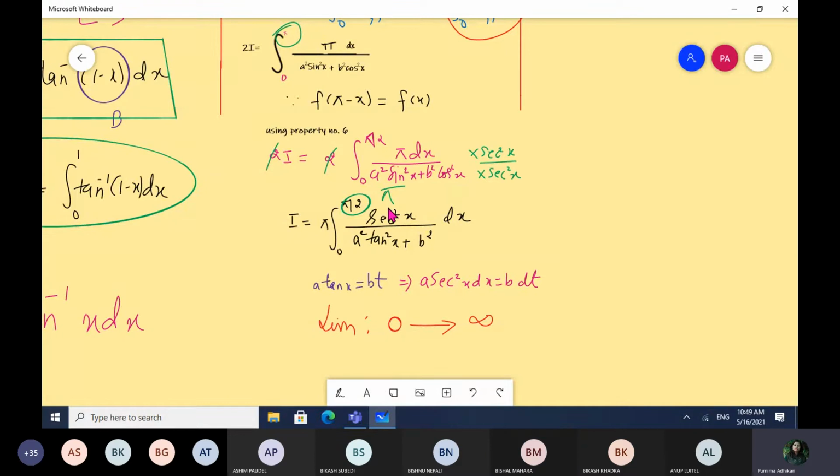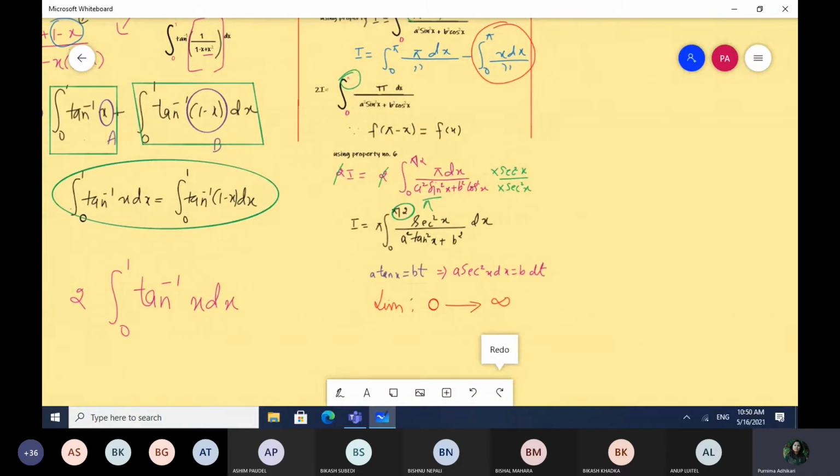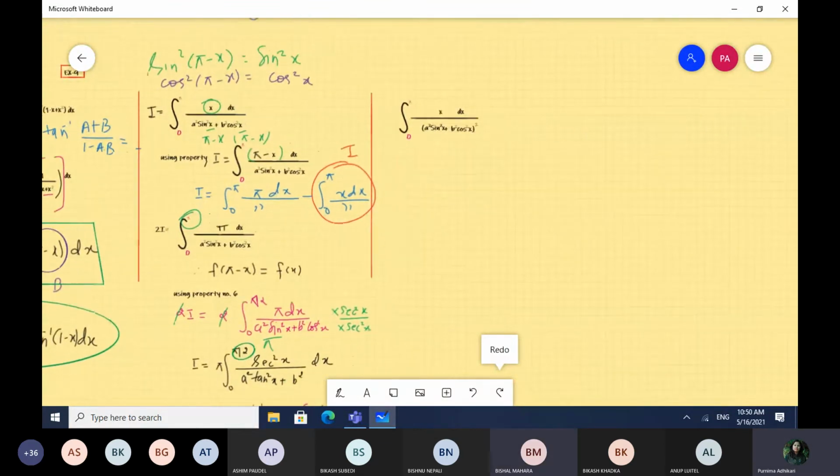Okay, so that is the reason that you changed your limit of integration from pi to pi by 2. So 0 to infinity is now your limits of integration. Now you will proceed further on your own. यसपछिको step you will do on your own. Okay, can I leave it here? Okay, ma'am. Okay, next question.